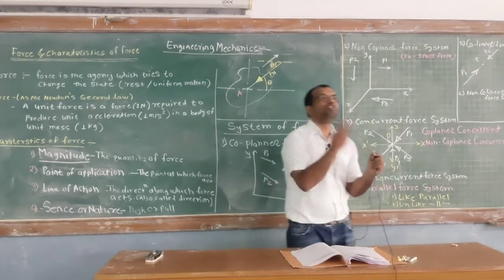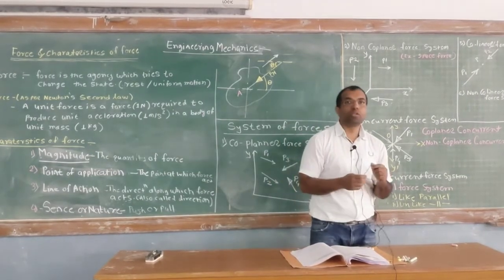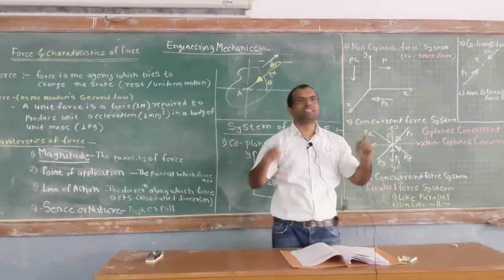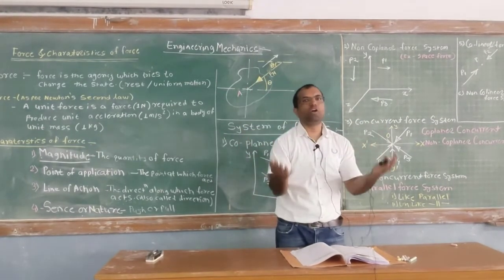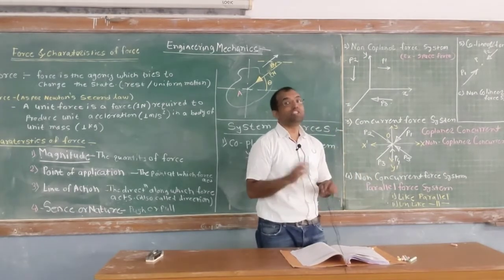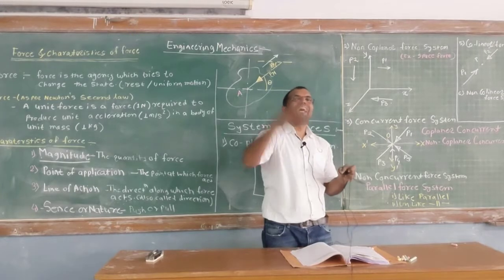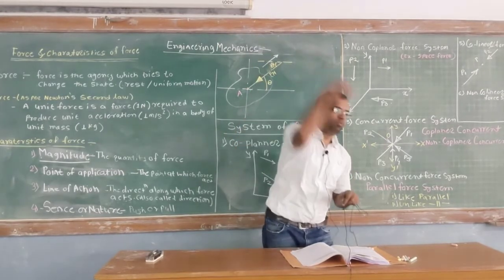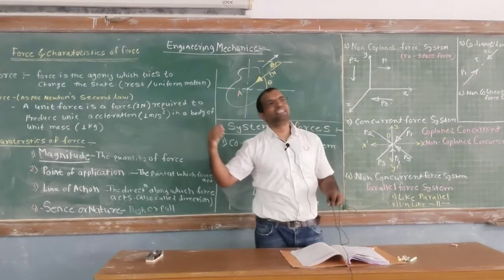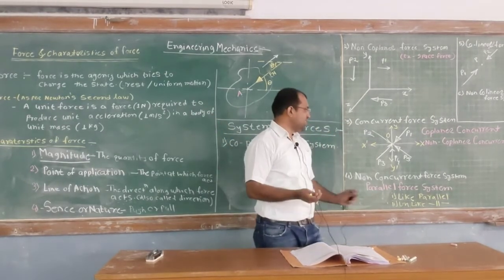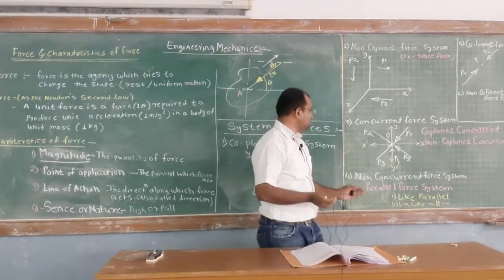There are two types of parallel force system. One is like parallel, meaning the two forces are in the same direction. And if the two forces are not in the same direction, or they are opposite in direction, let's say one is moving upward and one is moving downward, or one is moving towards the right and one towards the left, that is known as an unlike parallel force system.